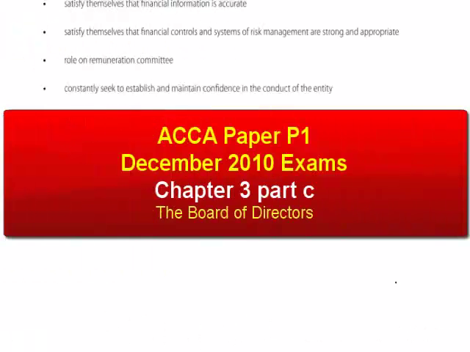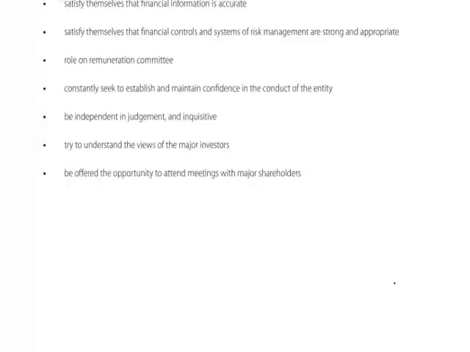Statutory Duties. Page 29. Already come across some of the duties, but the following list includes some new ones.